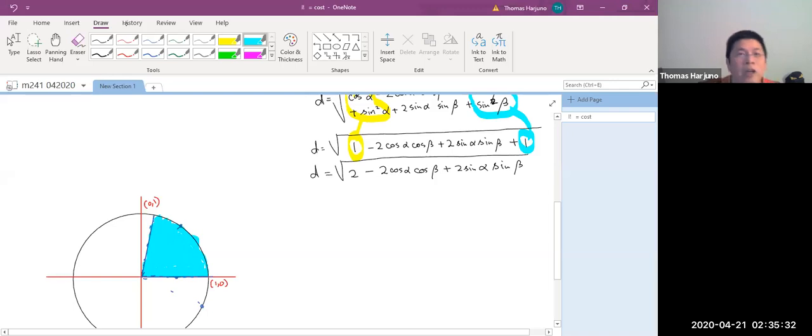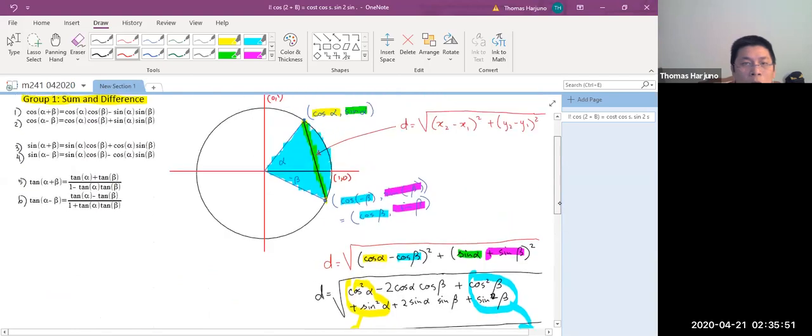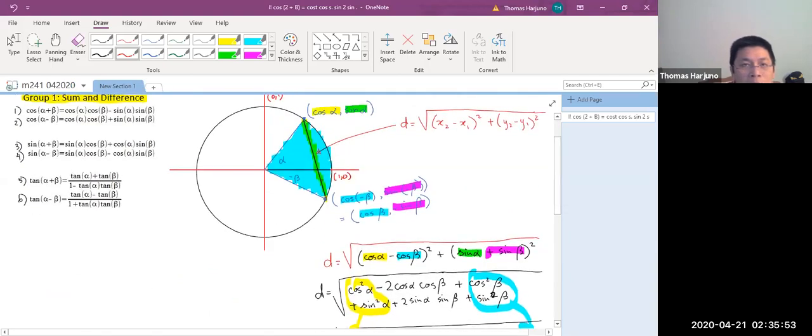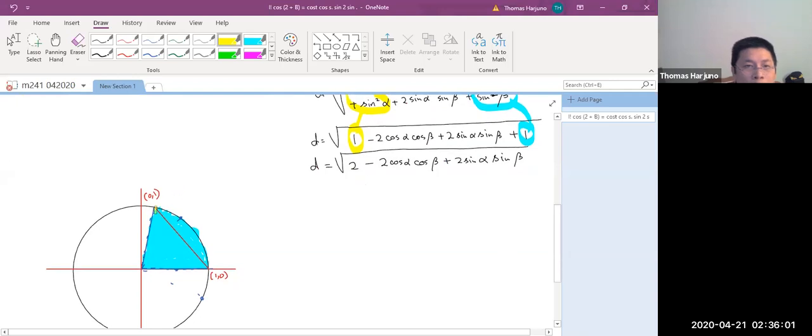Okay, now expectedly though, because I rotate that, the distance here should be the same, the length of this chord here. The length of this chord here should be the same as the length of that chord earlier. The one here, the one here, the one here. This chord here should be the same length as the chord here.